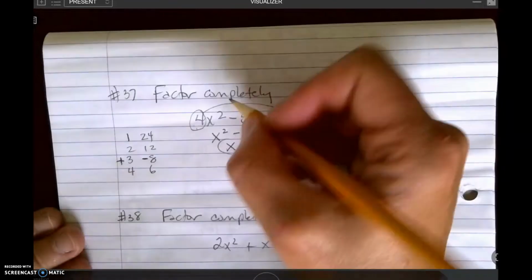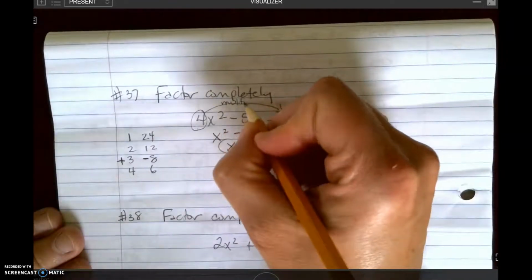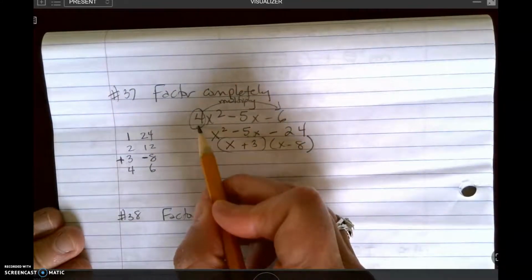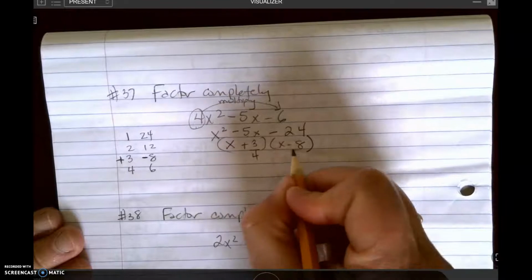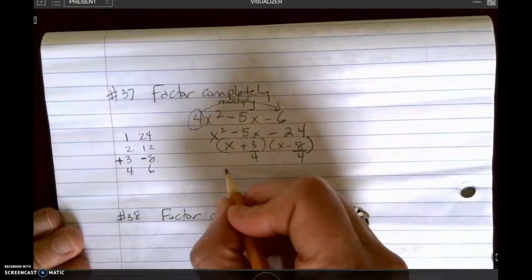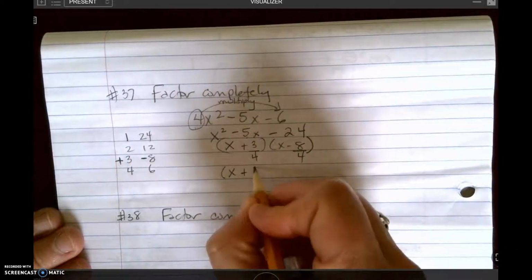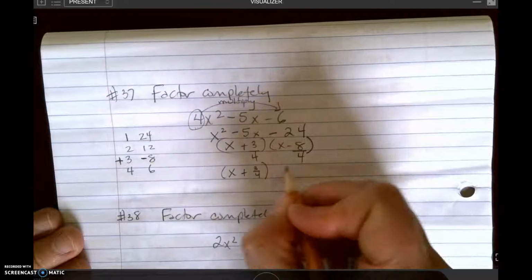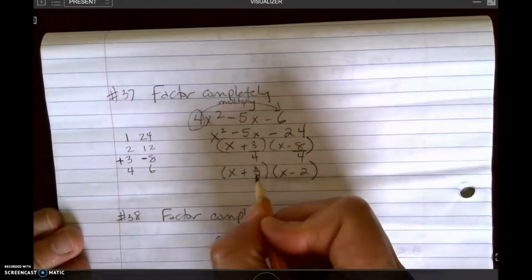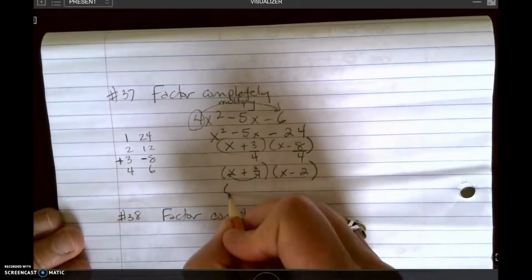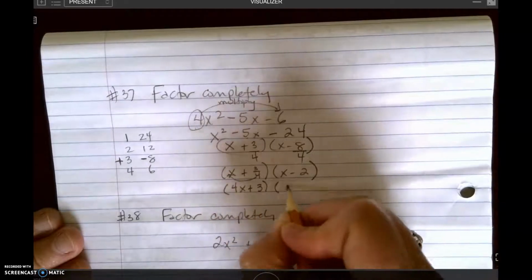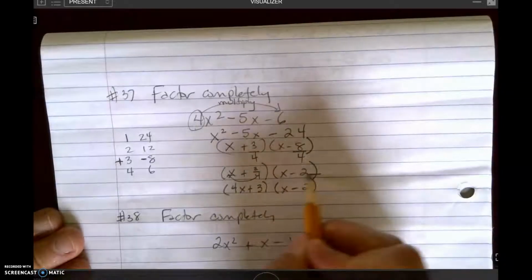Now, because I slid and I multiplied, I now have to unslide and divide by 4. So divide by 4, divide by 4. And I need to simplify these if they can be simplified. 3/4 cannot be simplified. 8/4 just becomes x minus 2. And then I need to unslide that 4. So my factors are 4x plus 3 times x minus 2.